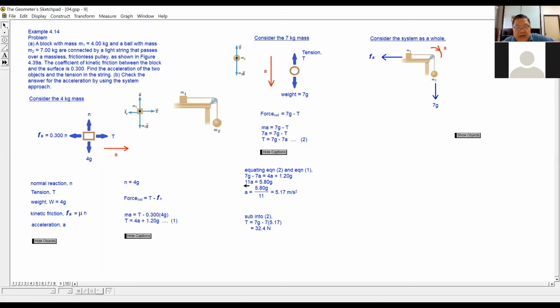So what is the value of a? a is 5.8g divided by 11. So if you use your calculator, 5.8 times 9.8 divided by 11, you will get the acceleration 5.17 meters per second squared.